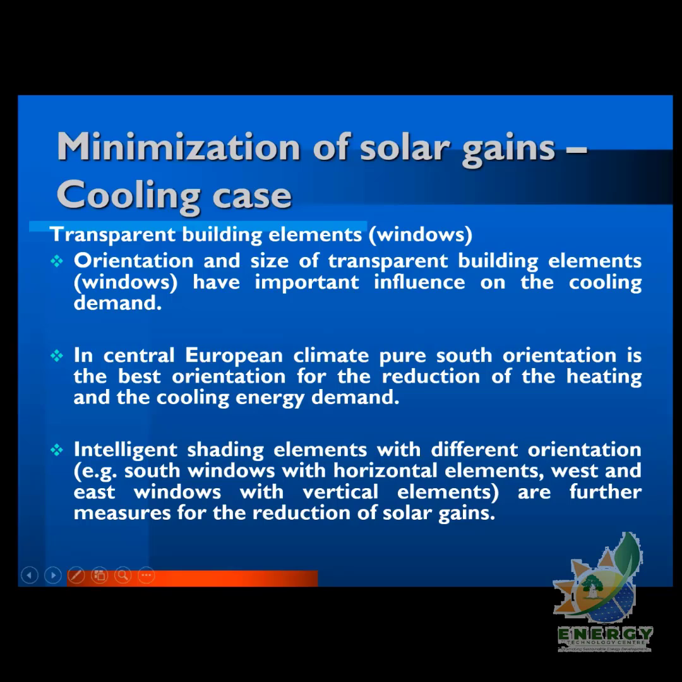Minimization of solar gain for cooling also must be adhered to if you want to make sure that you reduce the cooling load. This is very important, and this applies to us here in Ghana. Orientation and size of transparent building elements have important influence on the cooling demand. And this may be in Central European climate, pure south orientation is the best orientation for reduction of heating and then cooling energy demand. Ninth, ventilation.